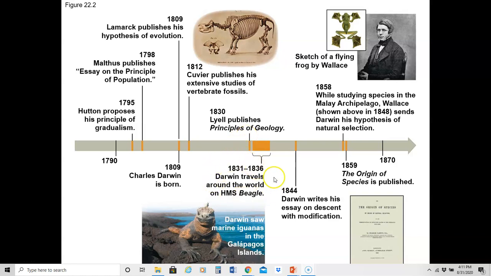And here you see Darwin traveling around the world on the Beagle, which is the boat that he was on when he traveled to lots of different areas, including the Galapagos Islands. Here we have Darwin writing an essay, which he did not publish. And over here we have Wallace, who you should have heard about in your video, and Wallace and Darwin getting together up here and working together.